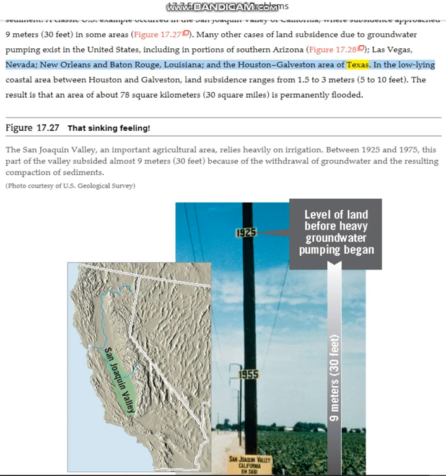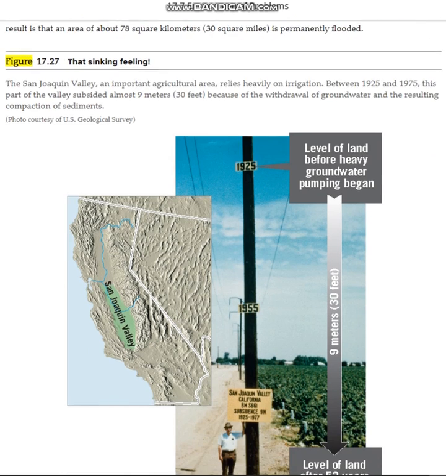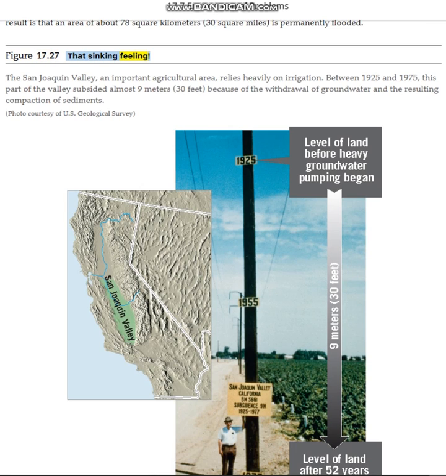In the low-lying coastal area between Houston and Galveston, land subsidence ranges from 1.5 to 3 meters, 5 to 10 feet. The result is that an area of about 78 square kilometers, 30 square miles, is permanently flooded. Figure 17.27 That sinking feeling.